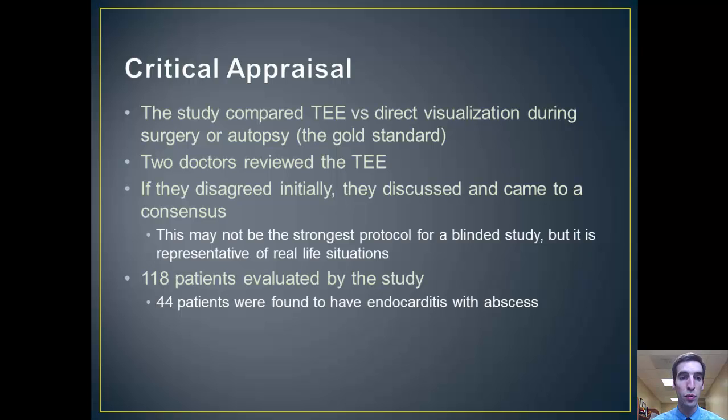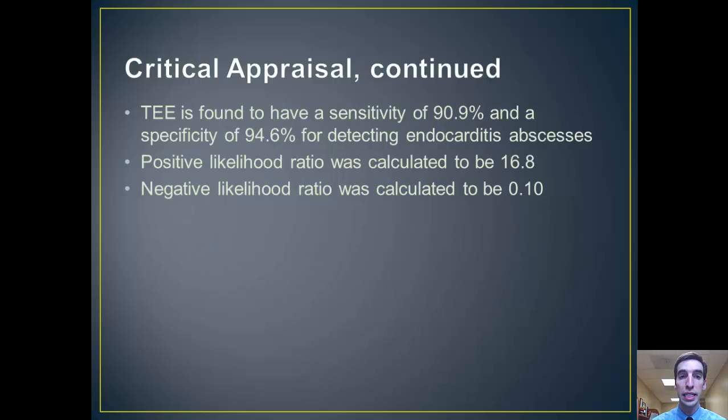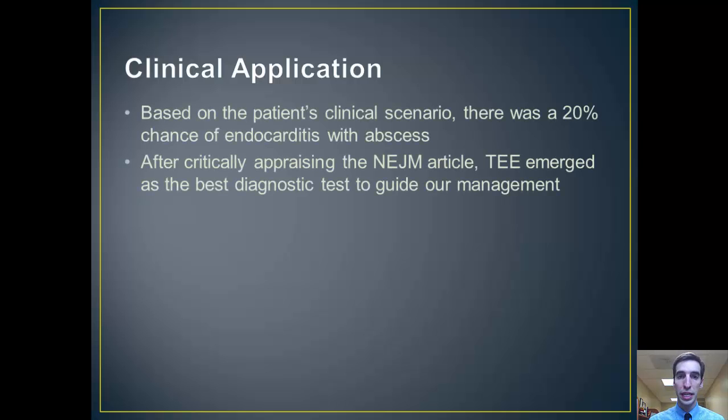In this particular study, 118 patients were evaluated, and 44 of those patients were found to have endocarditis with abscess. TEE is found to have a sensitivity of 90.9% and a specificity of 94.6% for detecting endocarditis abscesses. The positive likelihood ratio is 16.8, and the negative likelihood ratio was calculated to be 0.1. Based on the patient's clinical scenario, there was a 20% chance of endocarditis with abscess. This is the pretest probability that our group came up with by averaging our individual pretest probabilities.